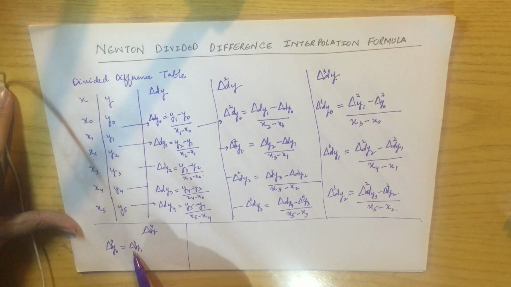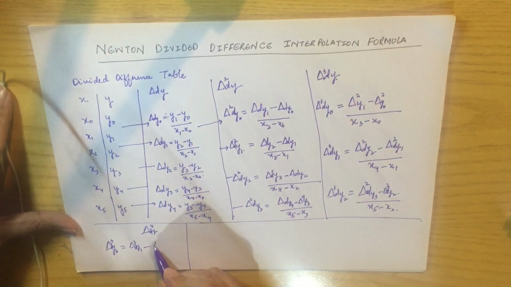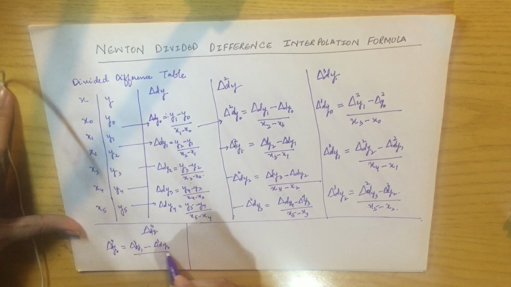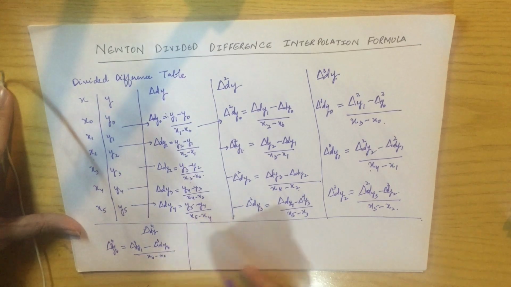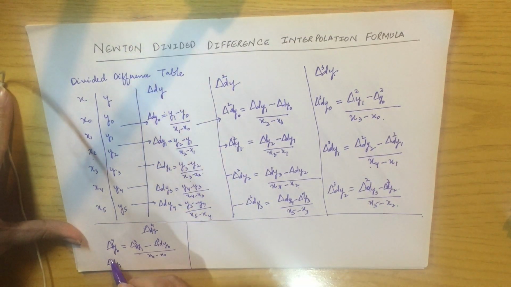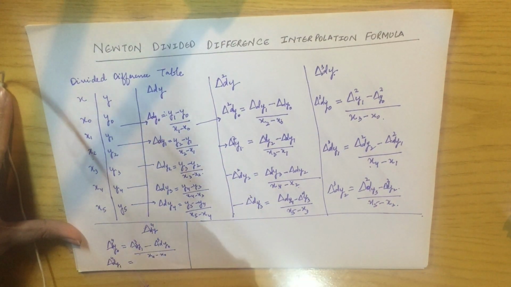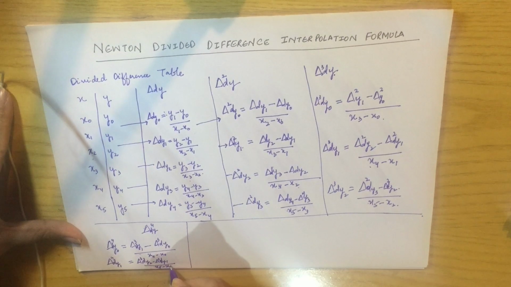I am writing the symbol as delta d cube. So this will be equal to delta 3 d y1 minus delta 3 d y0, whole divided by x4 minus x0. So similarly the next symbol, delta 4 d y1, will be equivalent to delta cube d y2 minus delta cube d y1, whole divided by x5 minus x1.